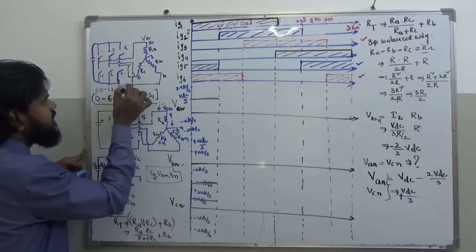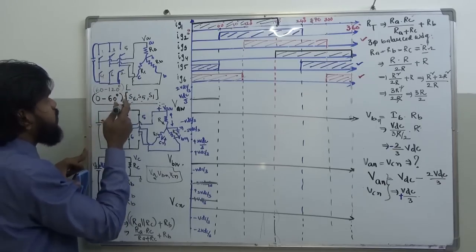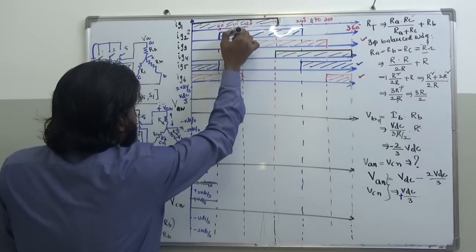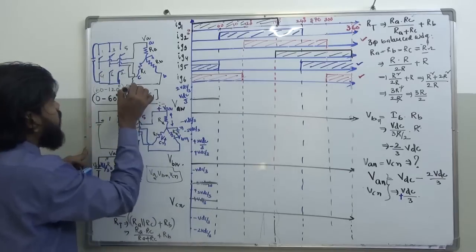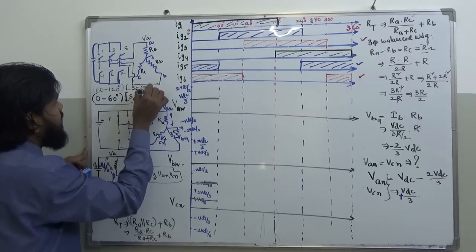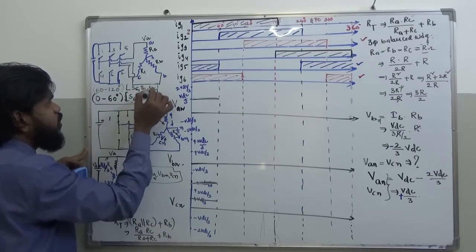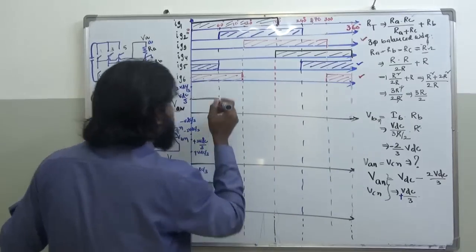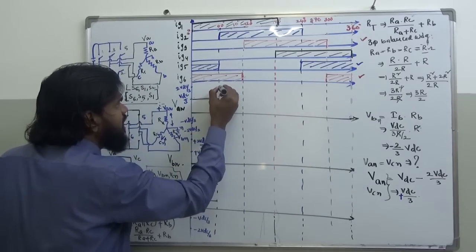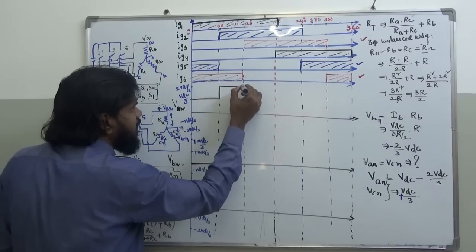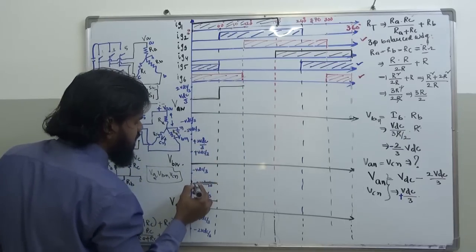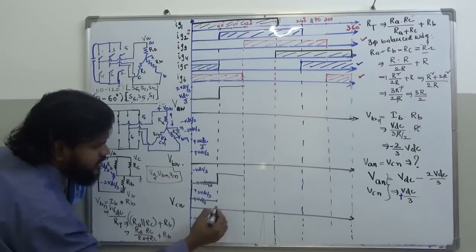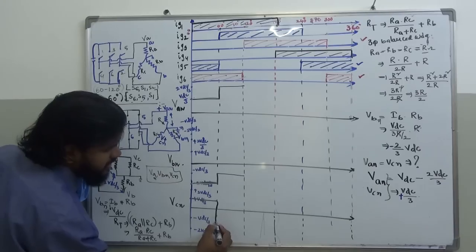If you look at the switches from 60 to 120, which switches are on? S1 is on, S2 is on, and then S6 is on. So you will get S6, S1, and then S2. So S5 is gone; in the place of S5 you got S2. If you make a similar analysis, then VA is going to be plus 2 VDC by 3, and VB is going to be minus VDC by 3, and VC is going to be minus VDC by 3.